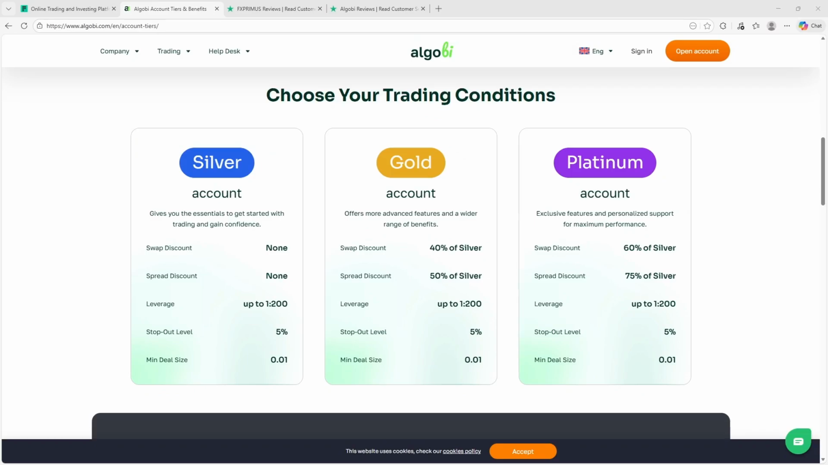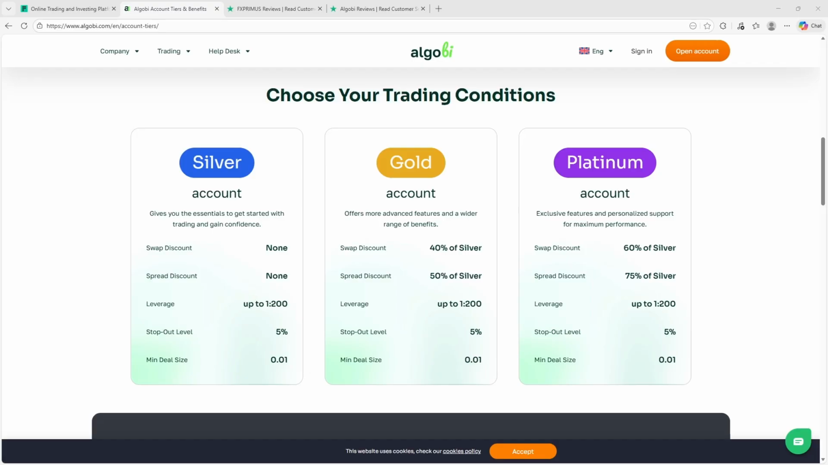Algobi approaches pricing from a tier-based, benefit-driven perspective rather than raw spread competition. Instead of separating traders strictly into standard versus ECN accounts, Algobi introduces silver, gold, and platinum tiers, each unlocking progressively stronger trading conditions. The silver account acts as the entry point, offering standard spreads with no swap or spread discounts, moderate leverage up to 1 to 200, and a low minimum trade size that keeps entry accessible for newer traders.